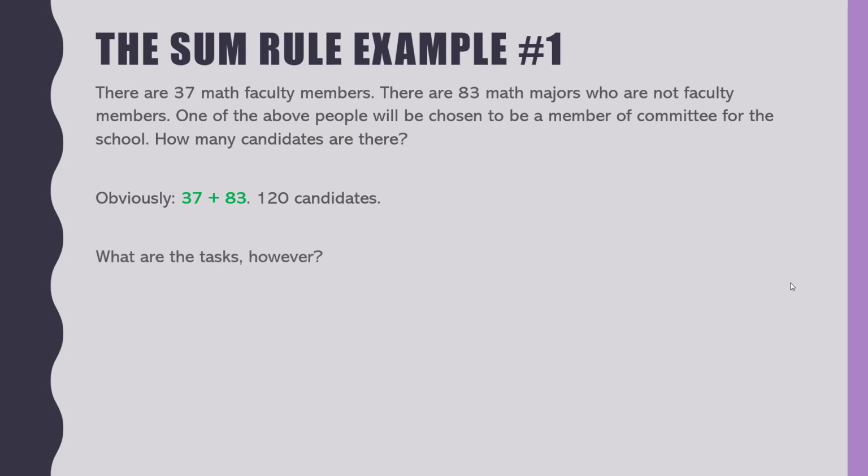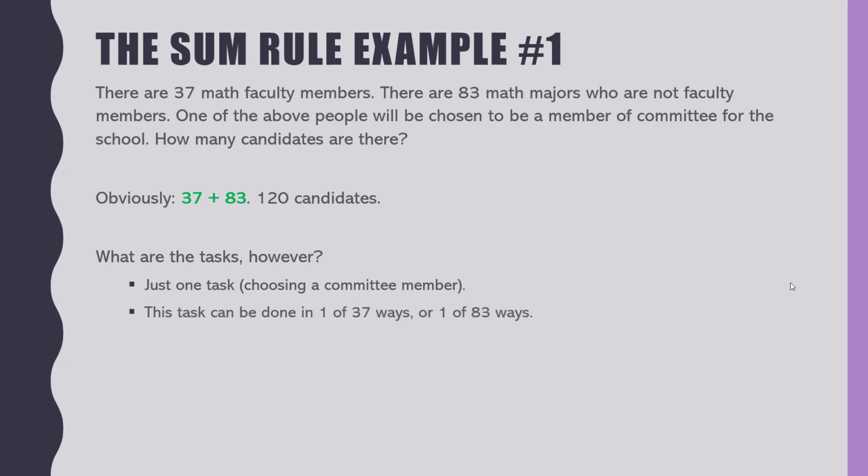All right, what are the tasks in this case? Ultimately, we're just doing one task, right? We have 2 ways of doing the one task. Does that make sense? Okay? We can either pick from this group or we can pick from this group. We're not doing both, because ultimately we need one candidate, right? One candidate. So there are 37 ways to pick that candidate, or there are 83 other ways to pick that candidate. But it's still one task, just picking a committee member, okay? And again, it could be one of 37 or one of 83.